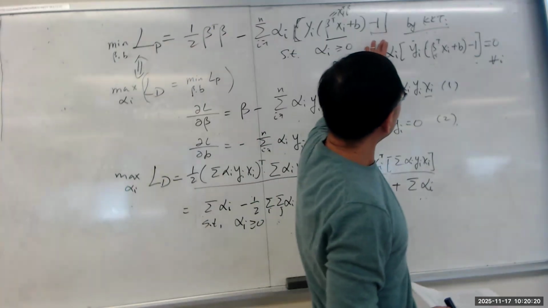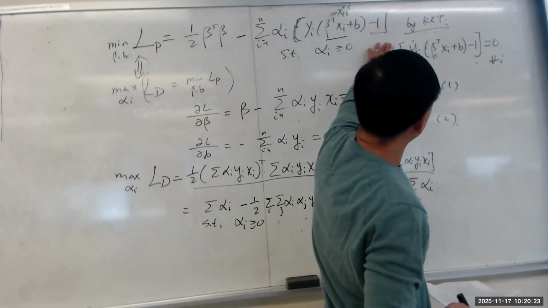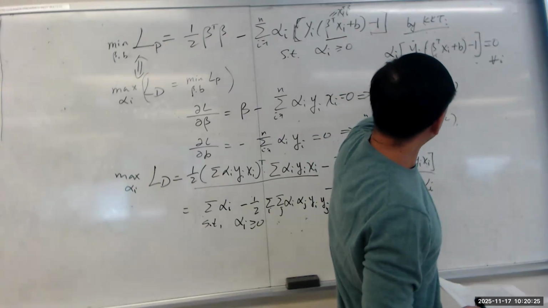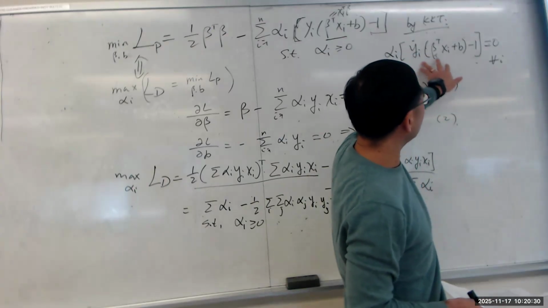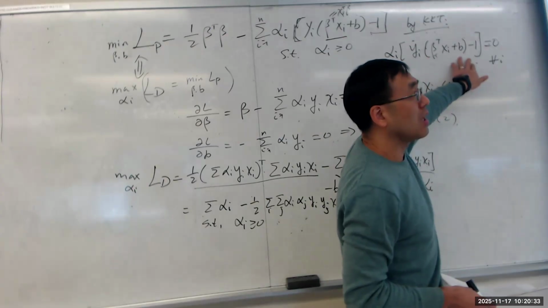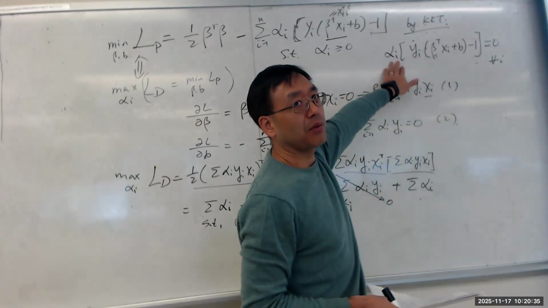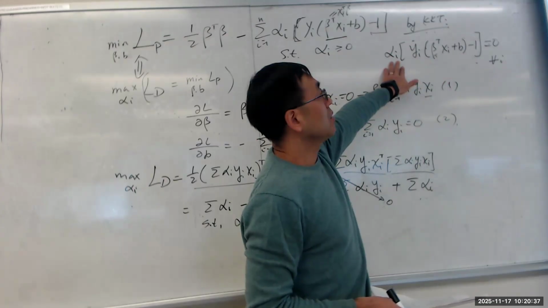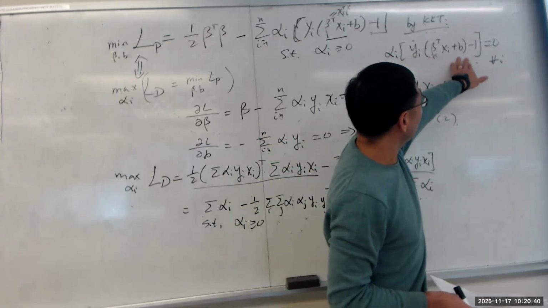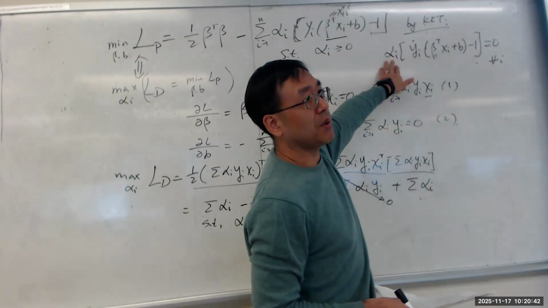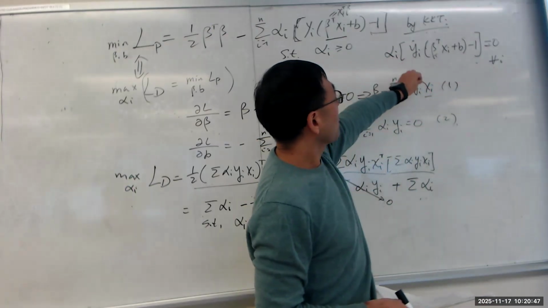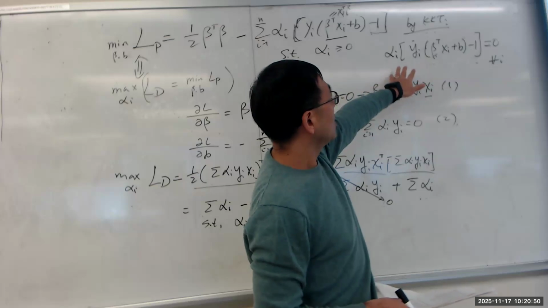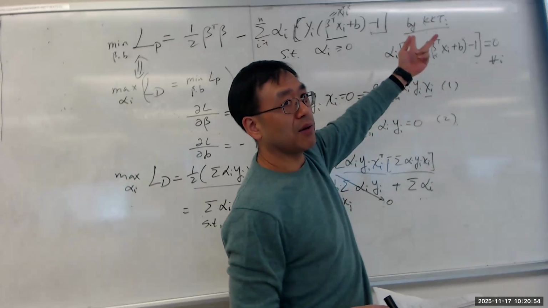So if this condition is satisfied, that means if y_i times (beta transpose x_i + b) minus 1 is not equal to 0, then alpha_i has to be equal to 0. This term is greater than or equal to 0, and alpha_i is also greater than or equal to 0, because of the inequality constraint. So one of these two things has to be 0.